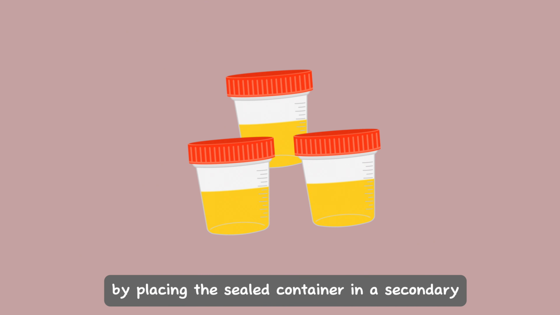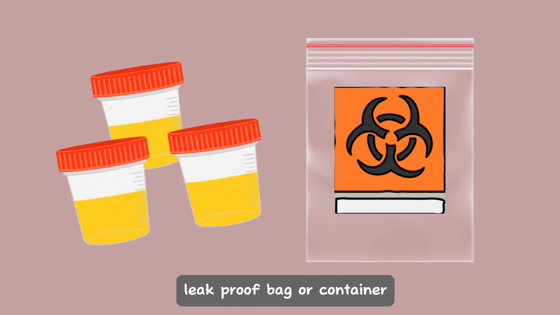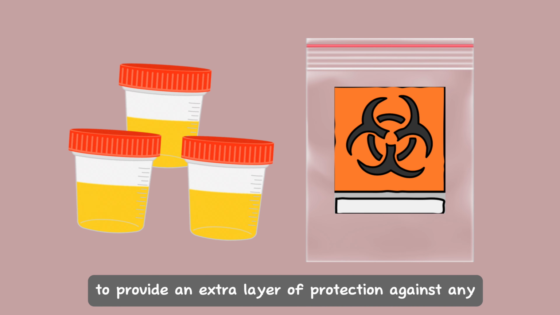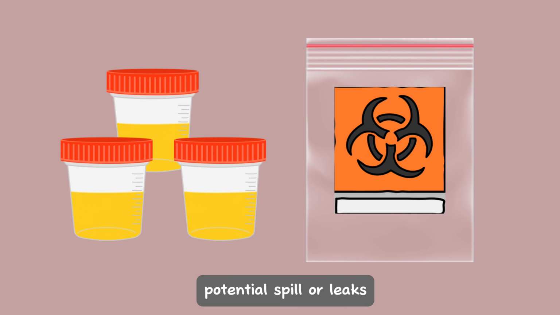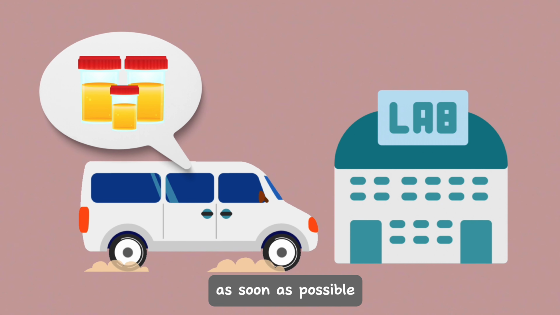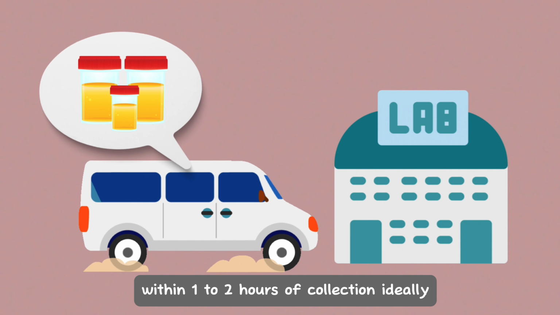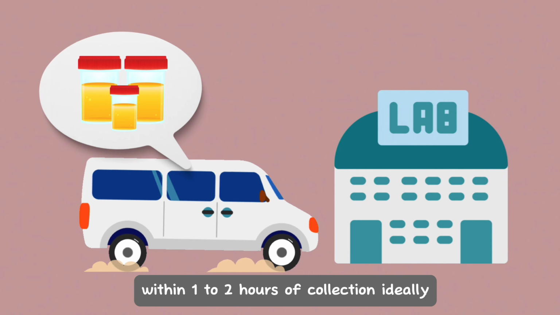Protect the sample by placing the sealed container in a secondary leak-proof bag or container to provide an extra layer of protection against any potential spills or leaks. Then, transport the sample as soon as possible. The urine sample should be transported to the laboratory within 1 to 2 hours of collection ideally.